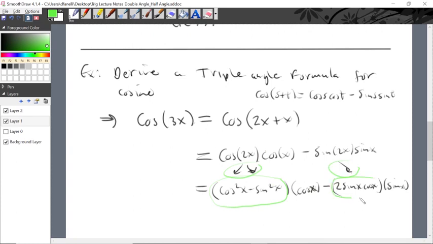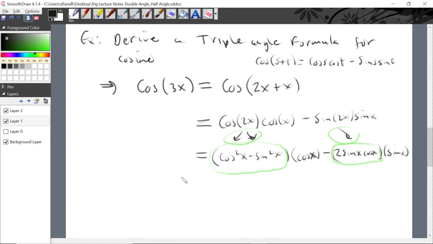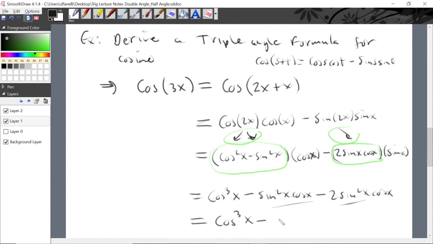This is one that you should know already, by virtue of working on this section of material. All right, now I'm going to go ahead and expand here and see if there's any simplification. Cosine x times cosine squared x gives us cosine cubed x, and then we get minus sine squared x cosine x. Then we get minus 2 sine squared x cosine x. Oh, and these are like terms, and they can combine. That's nice. So we get cosine cubed x minus 3 sine squared x cosine x.